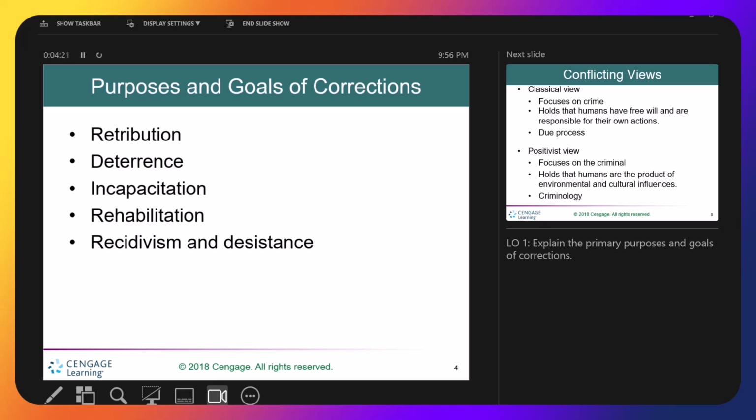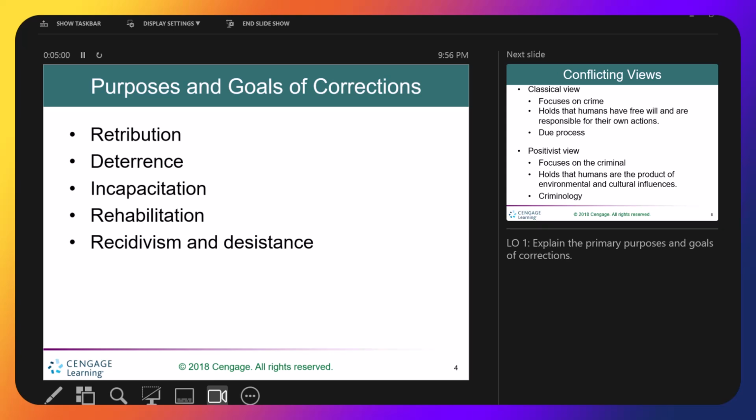Incapacitation is when they are actually incarcerated, locked up, so they do not have the ability to do what they used to do. When you look at incapacitation, the best example is incarceration. Rehabilitation is for individuals who may have a drug problem or a sexual addiction problem or whatever it may be. You think there's a way that the system may rehabilitate them.